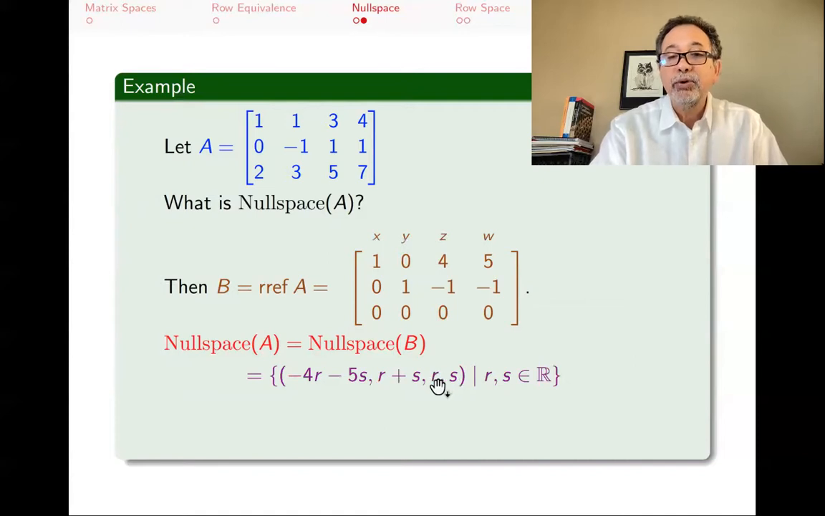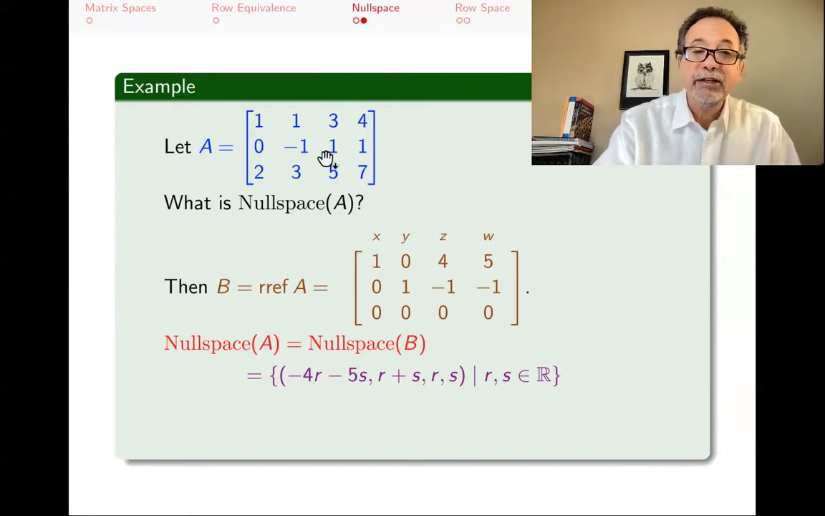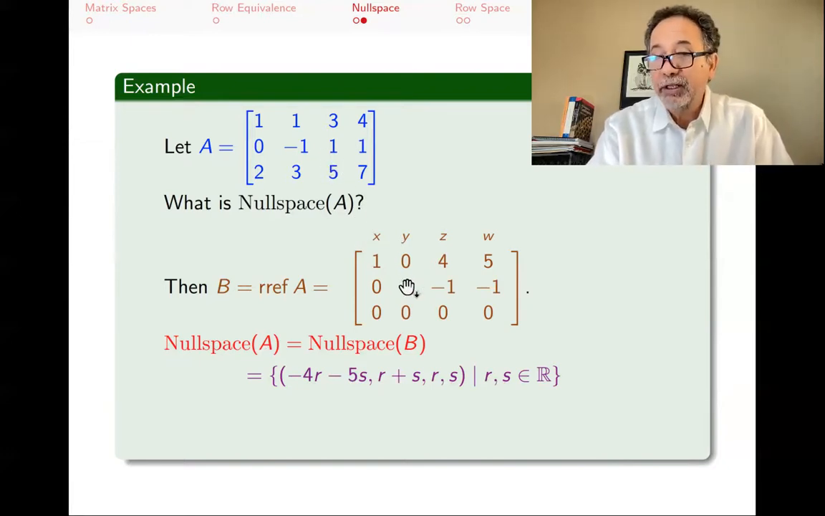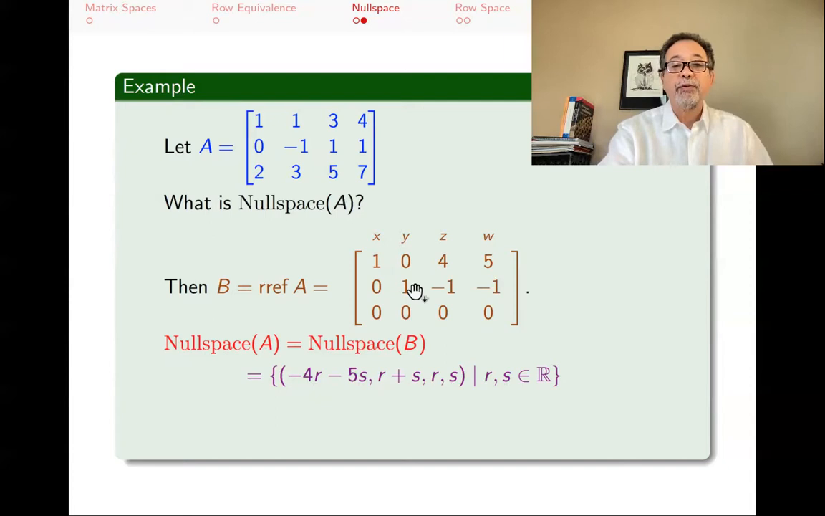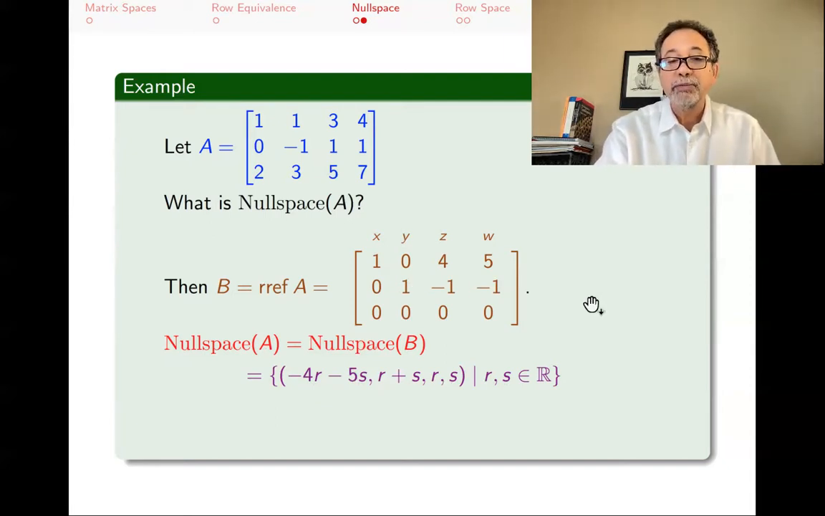Again, for Z and W, I put them as arbitrary real numbers R and S, and then I solved X and Y in terms of them. So the null space of A is the same as the null space of B, and is that. It was not as easy to find it from A, but it is very easy to find it from the reduced row echelon form of A. And presumably you have done this before. Again, if you have not, go to the video on systems of linear equations.